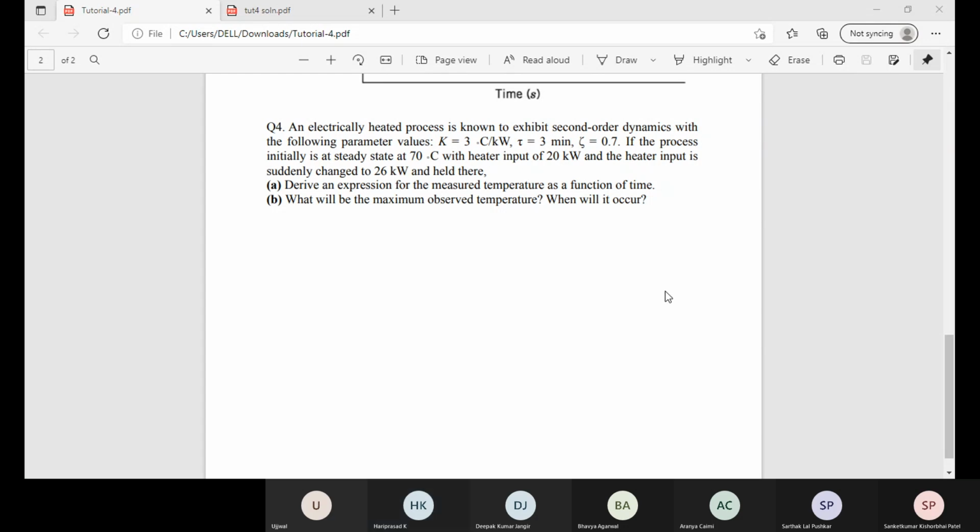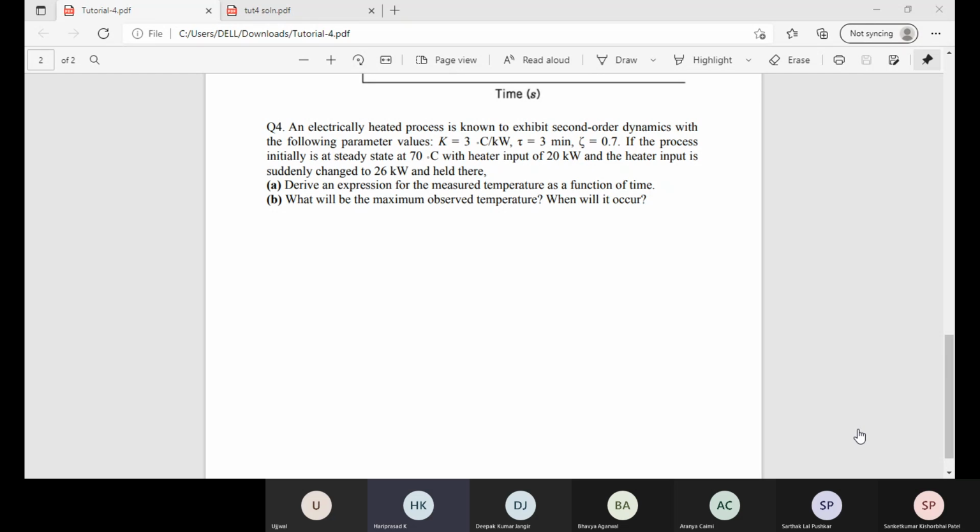So some of this expression is directly available. At least you can plug in and start, because you know that it is second order, and the damping coefficient is also given. From which you should be able to figure out what would be the dynamics.